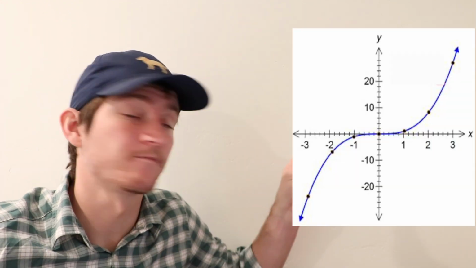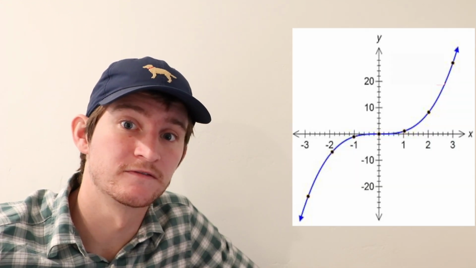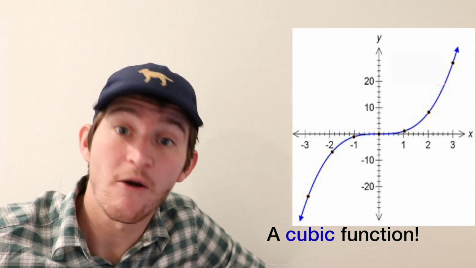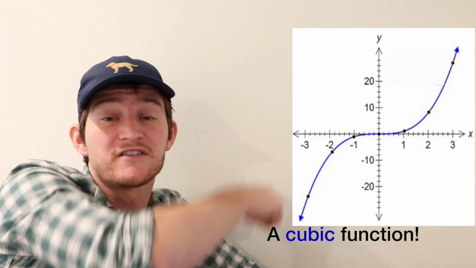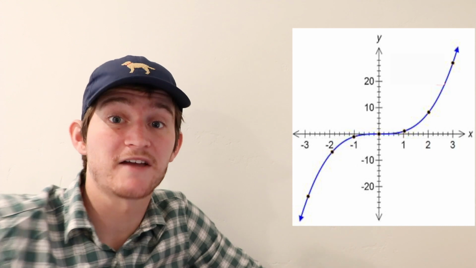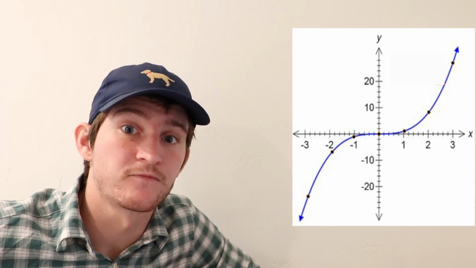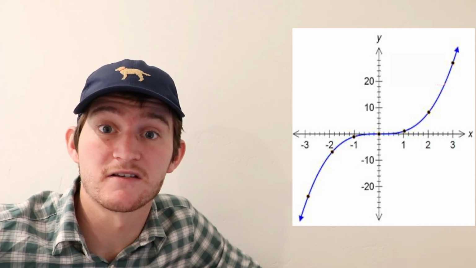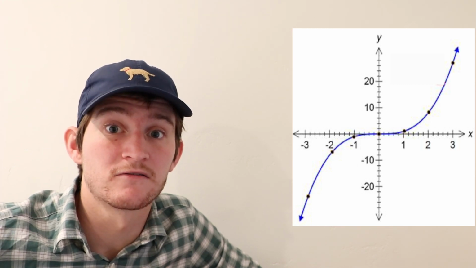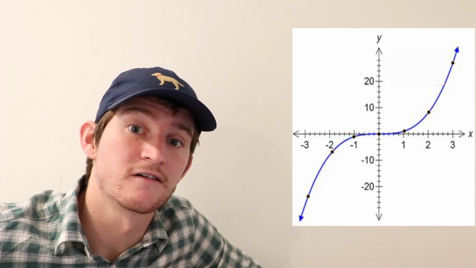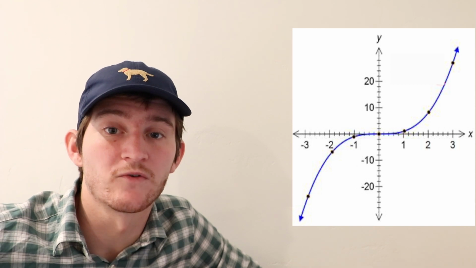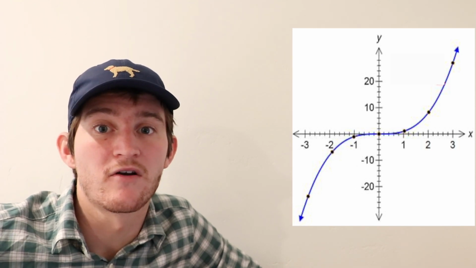What about this one? Another polynomial? This one is a cubic function. How would you have known that? You can look at the difference between the f of x values and the x values. So when x is 1, f of x is 1. When x is 2, f of x is 8. When x is 3, f of x is 27, right? So that should help us figure out that it is cubic.